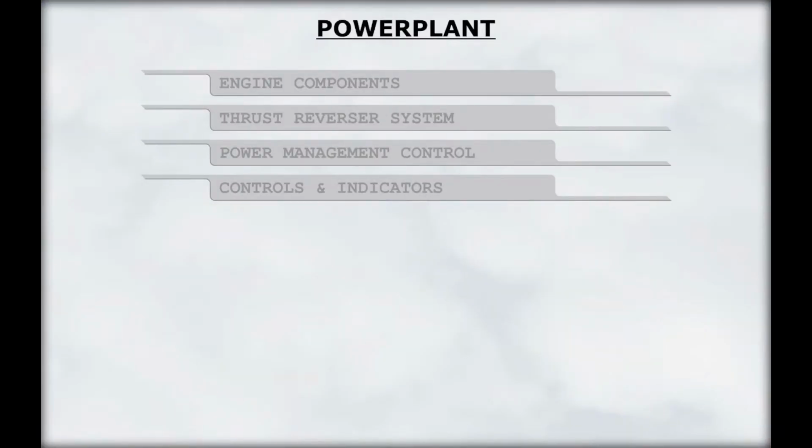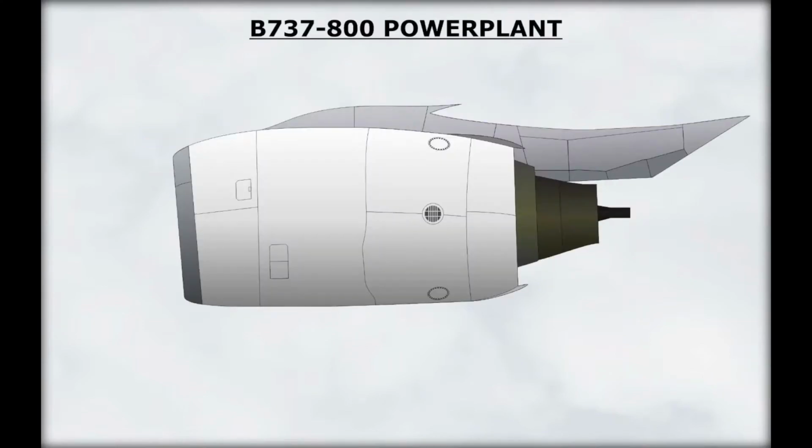This power plant module will start out with a general overview of the engine components. Then we will look at the thrust reverser system, the power management control, and the controls and indicators. We will first look at the general components of the engine.